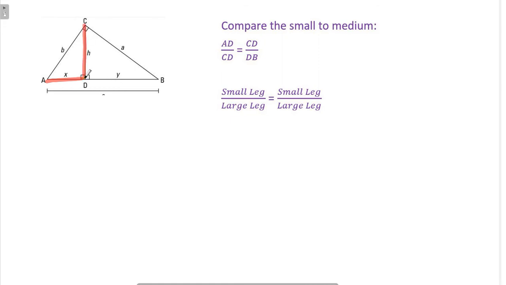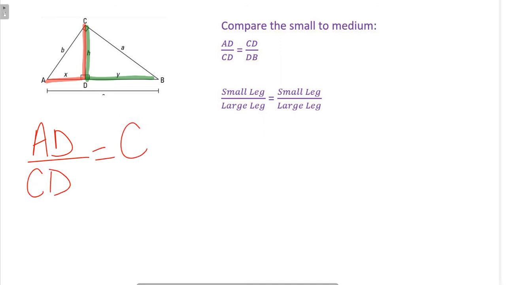That large leg becomes the small leg of the medium triangle. So small leg to large leg. Okay, so AD, small leg, to CD, large leg. That large leg CD becomes the small leg of the medium to DB. Guess what? When we cross multiply, we're going to get a geometric mean again.